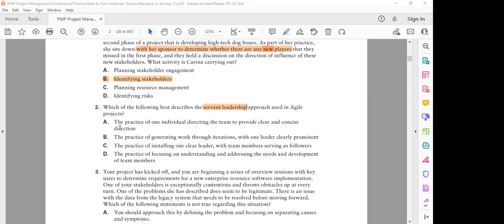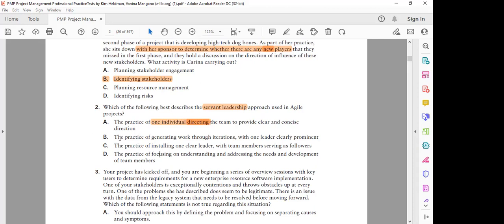So now you can see by yourself: the practice of one individual directing the team to provide clear and concise directions. When the word directing is coming, will it be the right answer to choose for servant leadership? The practice of one individual. It goes against servant leadership, isn't it? Yes, it's against servant leadership. Directing leadership is which type of leadership? Authoritative leadership, basically, or coaching leadership, right?